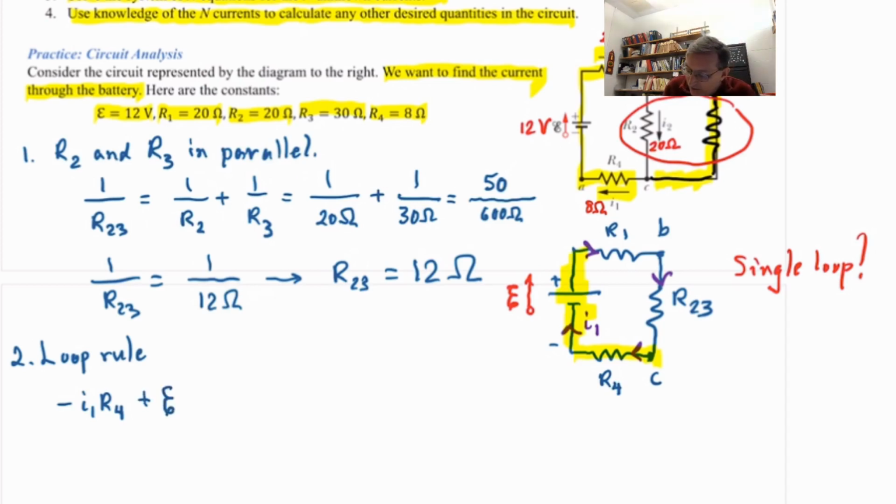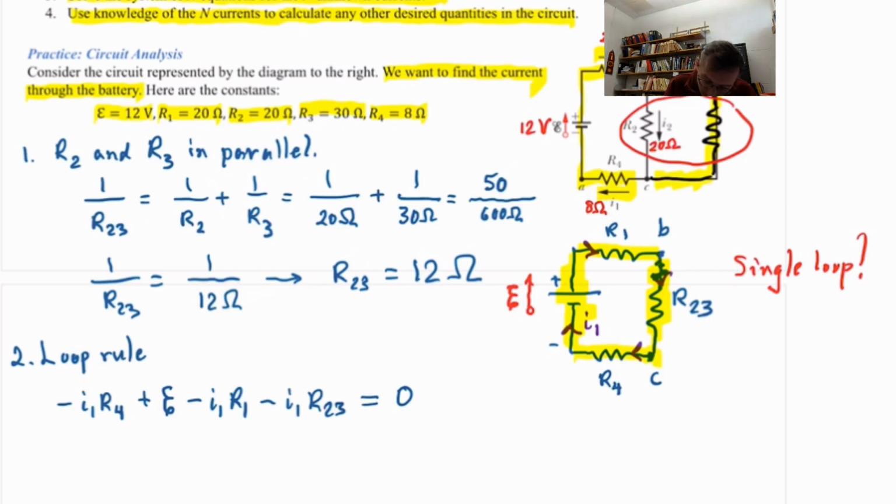Then I go through the resistor R1 in the direction of the current, so that'll be a drop, minus I1 R1. And then I go down through R23 in the direction of the current, so yet another drop, I1 R23. But then I'm back to point C where I started, so the total must be 0. There's only one unknown, the current I1.